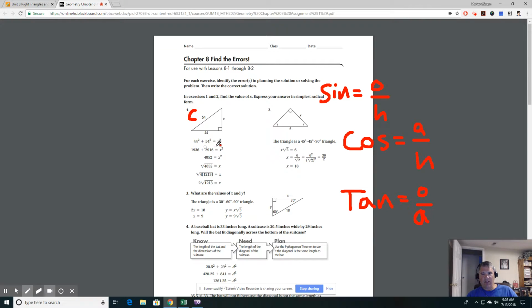So in this case, the error is the 54 should be over here in the x squared, and x should be, so these should be reversed. For number 2, we have everything up to here is correct. When I have 6 divided by square root of 2, to get rid of the square root of 2 in the denominator, you have to multiply the numerator and denominator by square root of 2. So that's the error for that one.